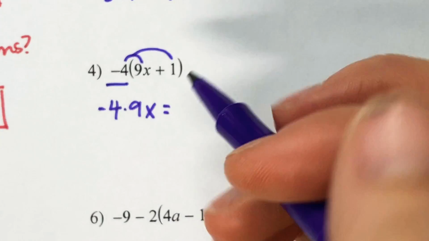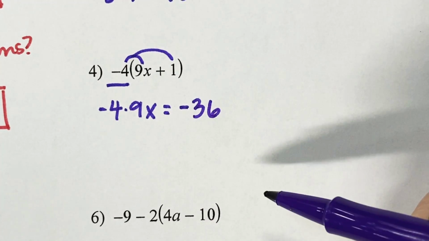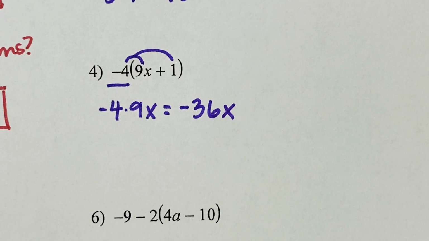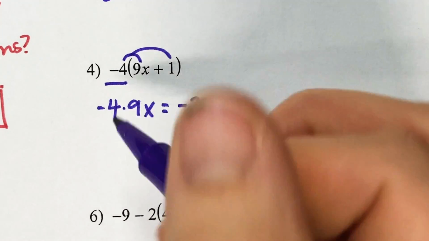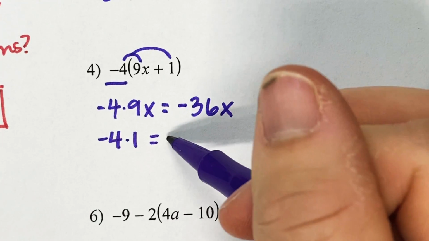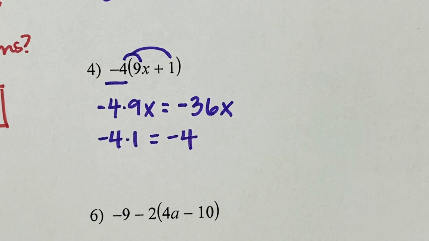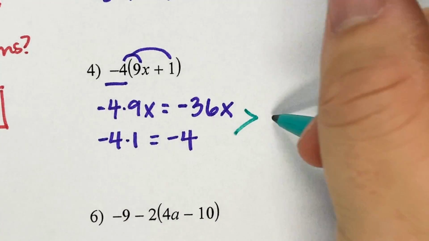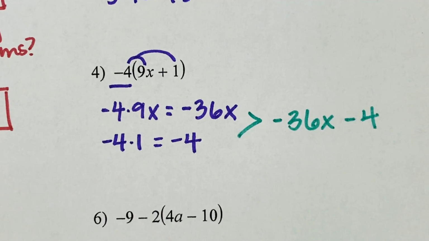Negative 4 times 9, negative 36. And there was one x that was being multiplied, so just the 1x. Our second one, negative 4 needs to multiply by the positive 1, so we have negative 4 times 1. It's going to give me negative 4. Now just rewrite them together to create your new simplified expression. We have negative 36x and minus 4.